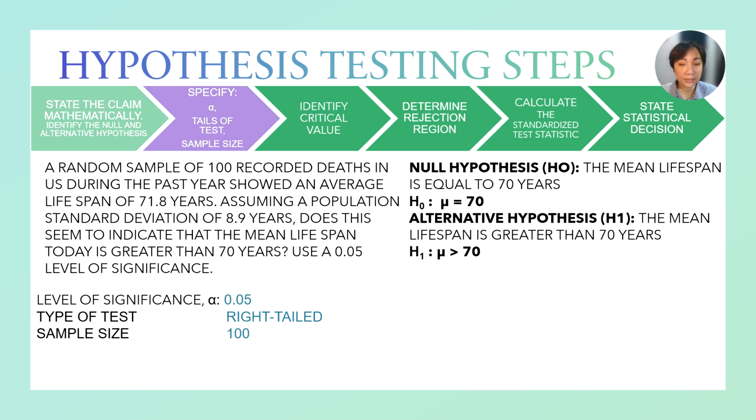On to the next step, let's identify the three variables, which are the level of significance, which is 0.05 according to the last statement of the problem. And then the type of test, it's right-tailed, because if you look at the alternative hypothesis, the operator used is greater than. So that means if your alternative hypothesis is greater than, the shade of the distribution is on the right side. And then sample size is, of course, 100.